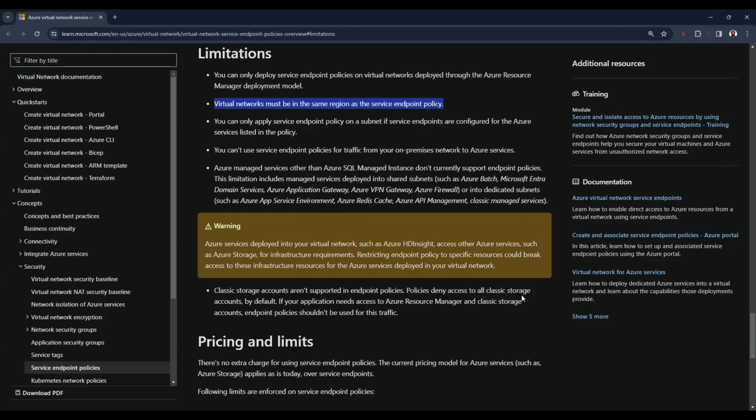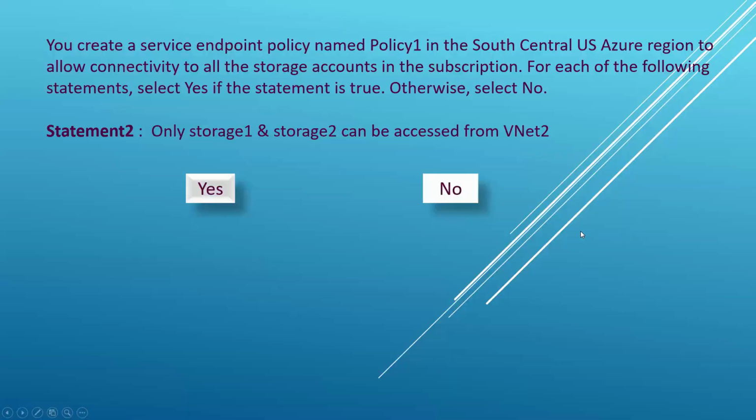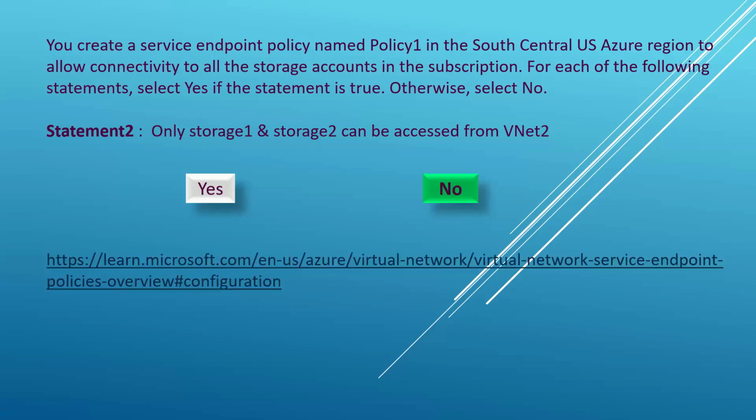Policies deny access to all classic storage accounts by default. If your application needs access to Azure Resource Manager and classic storage accounts, endpoint policies shouldn't be used for this traffic. So the second statement is: only storage 1 and storage 2 can be accessed from VNet 2. Now, if you notice, the question says a policy has been created, but doesn't say it has been applied. And if no policies are attached to a subnet with endpoints, you can access all storage accounts in the service. Therefore, this statement is incorrect because you will be able to access storage 3 as well from VNet 2.